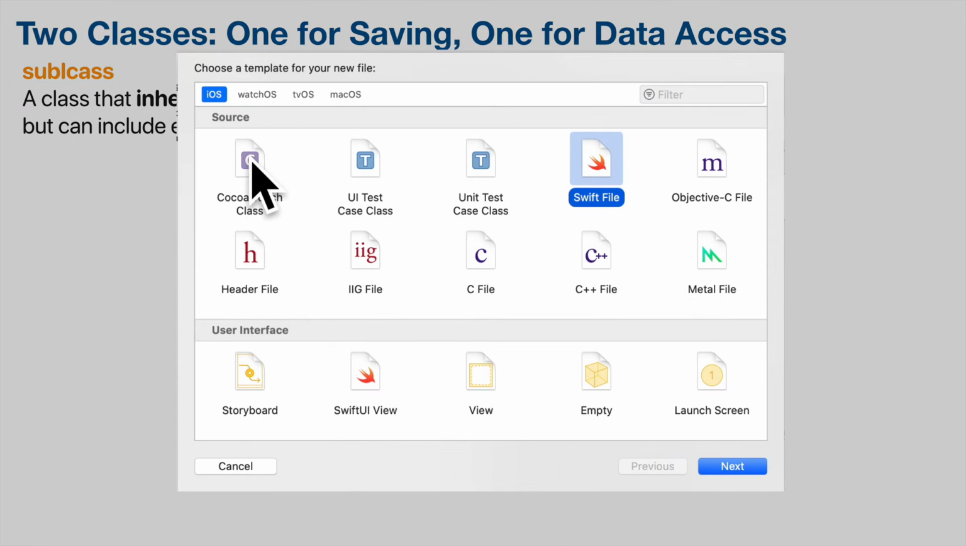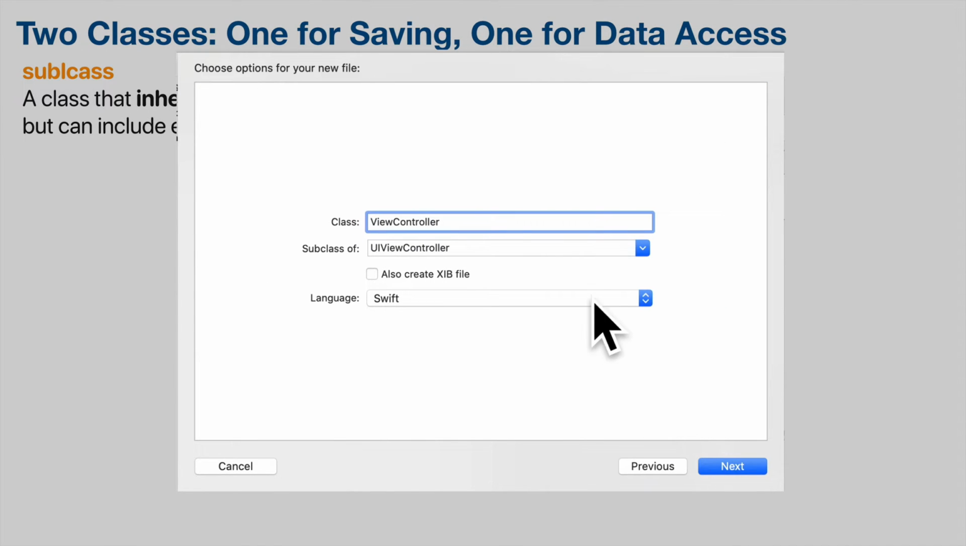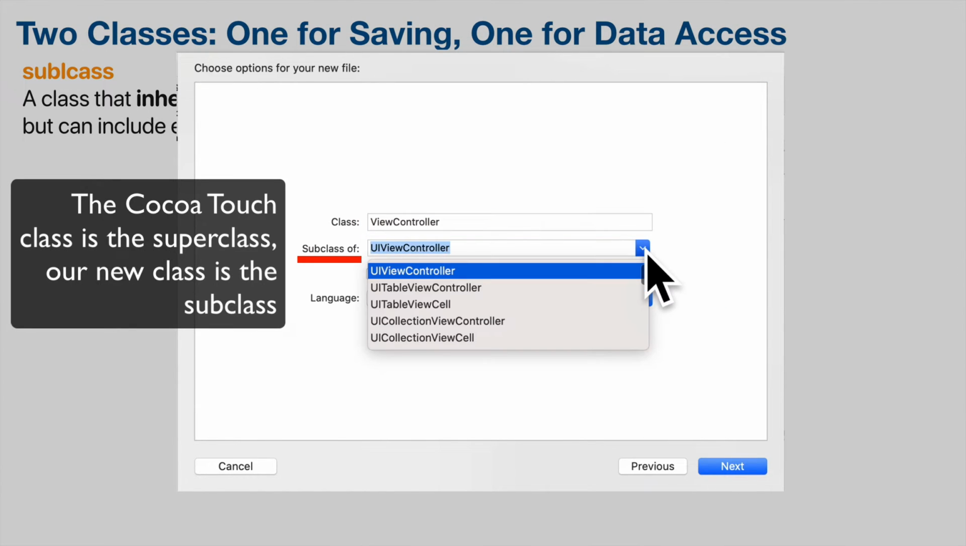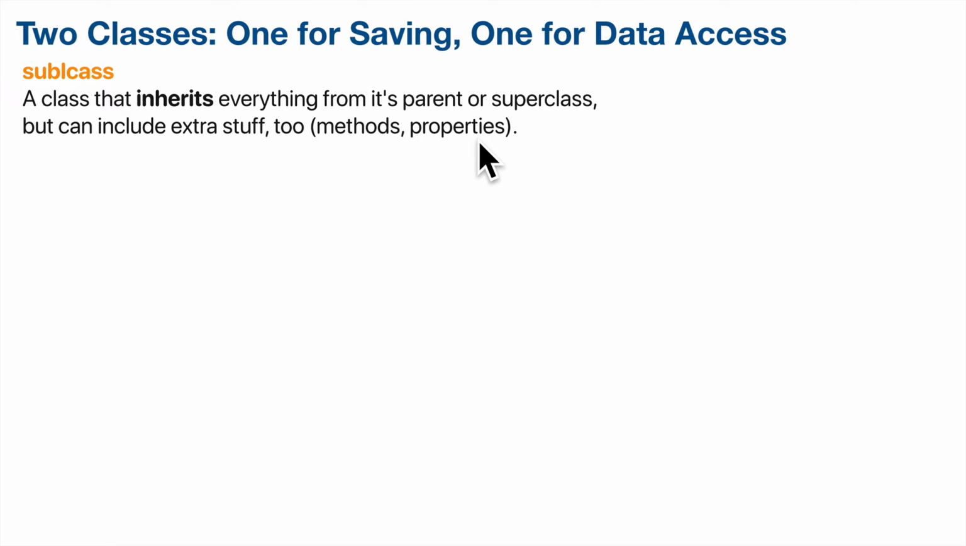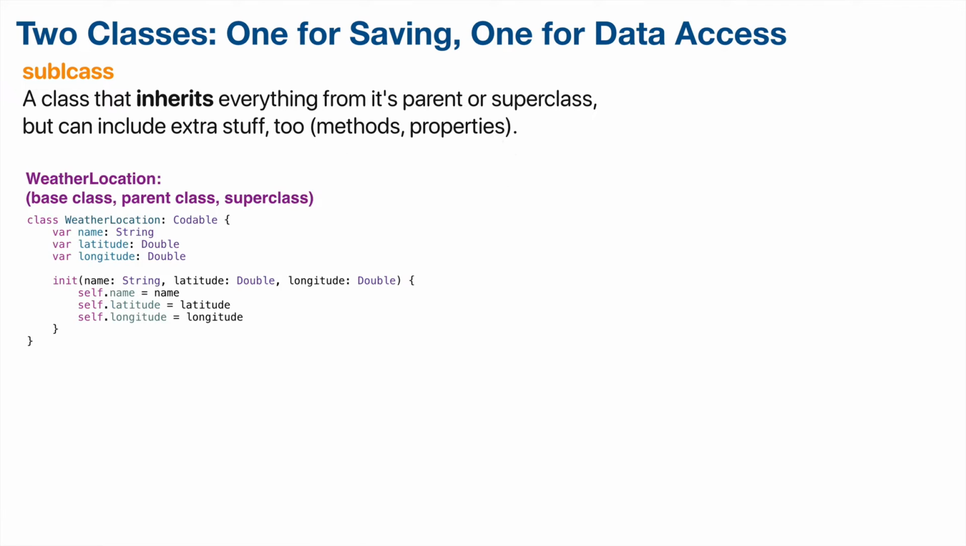Now, we've already been subclassing. Whenever we've created a Cocoa Touch class as our starting class, and we've done this with UIViewController, UITableViewController, UITableViewCell, and UIPageViewController, and then we added our own stuff on top of it, we're taking an Apple-provided superclass, and we're creating our own subclass, where we're adding our own stuff inside of all of Apple's goodness. Now, sometimes the phrase subclass can be confusing, because sub normally means less, but a subclass typically has more methods or properties. Now, we're going to be subclassing our weather location class.